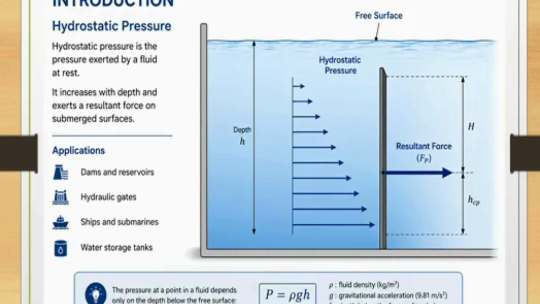So as an introduction for this practical work, let's start with the definition of hydrostatic pressure. Hydrostatic pressure is the pressure exerted by a fluid at rest. Unlike atmospheric pressure, this pressure increases with depth because of the weight of the fluid above. As a result, a submerged surface is subjected to a resultant force known as the hydrostatic force.